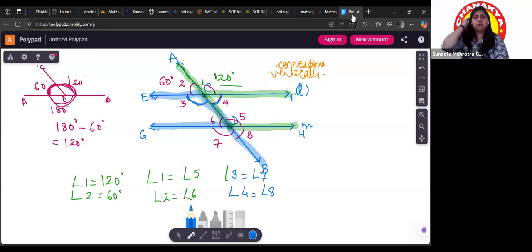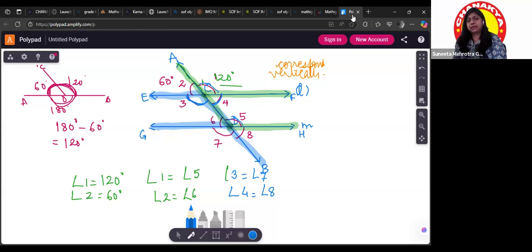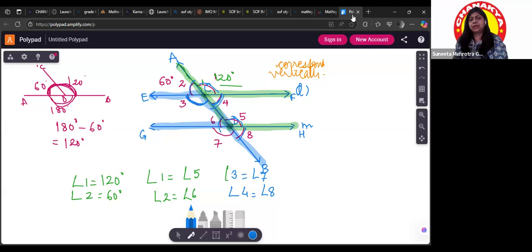Okay. Now, all of these angles, 1, 2, 3, 4, 5, 6, are at the same place on the same side of the parallel lines. See that 1 is towards the right side. Yes, ma'am. 5 is also right side. 4 is also right side. 8 is also right side. Left side 2 and left side 6, left side 3 and 7. So all these kinds of angles are said to be corresponding angles.